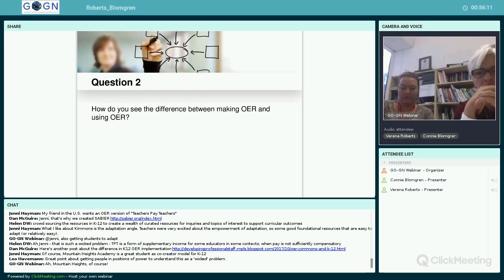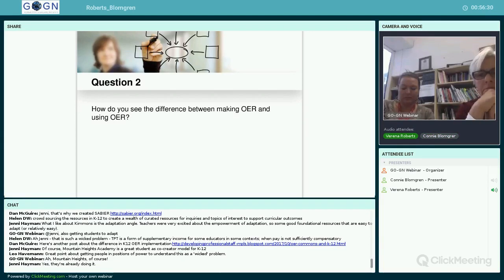But actually, when we think about Teachers Pay Teachers, Google Docs and Google Suite is the number one tool used by K-12 teachers. That is Teachers Pay Teachers, the OER online version. Sorry, I can't say OER version because it doesn't have Creative Commons licensing and it doesn't use the five R's. K-12 is already doing it. We just don't call it OER.